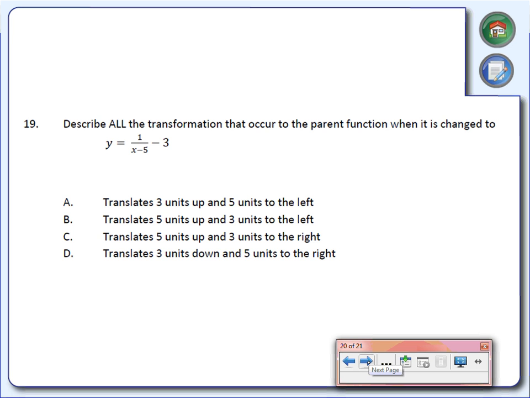Number 19. This time I give you the equation. You tell me what transformations occur. This minus 5 right here, what is it doing to the graph? Where is it moving it? To the right 5 units. What is this minus 3 doing to the graph? Moving it down 3 units. So which choice would be the right answer there? D. Moving it down 3 and to the right 5. Down 3, right 5.